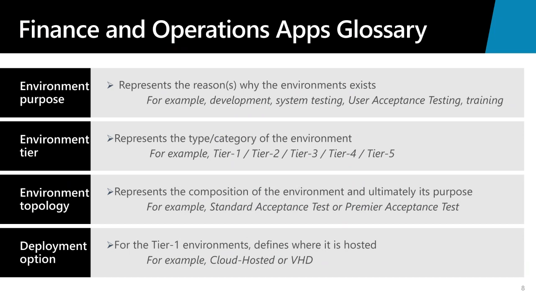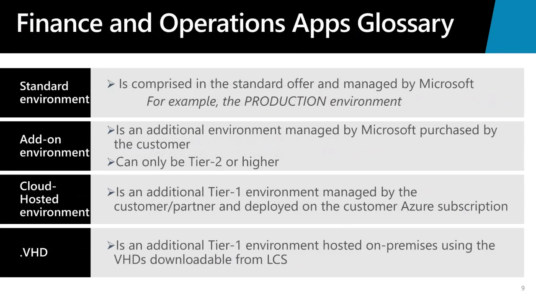The last one is your deployment options. When you're deploying a tier 1 environment, you have 2 options in terms of where that environment can be hosted. Tier 1 environments can be cloud hosted in your own Azure subscription, or you can download them as a VHD. So let's go to the next slide and we'll talk a little bit more about a couple more terms specific to finance and operations.